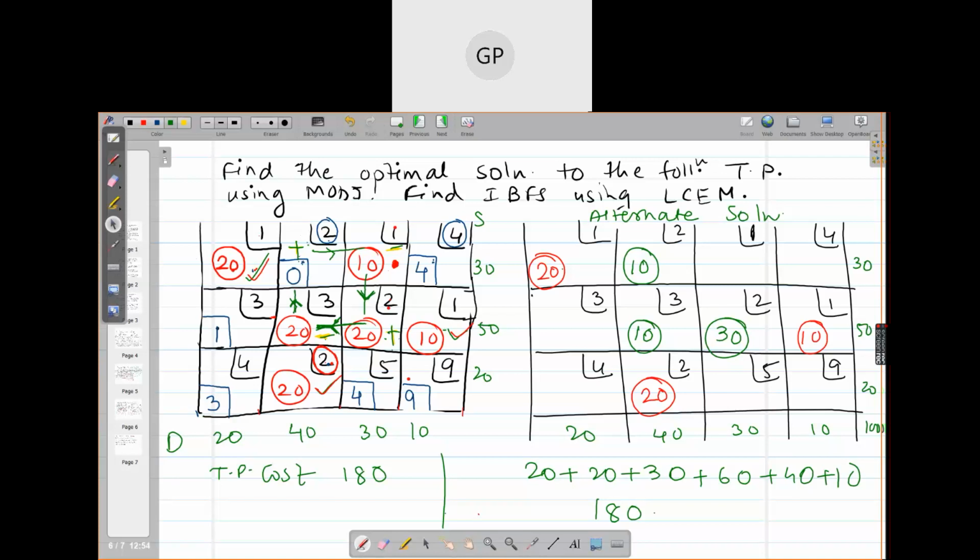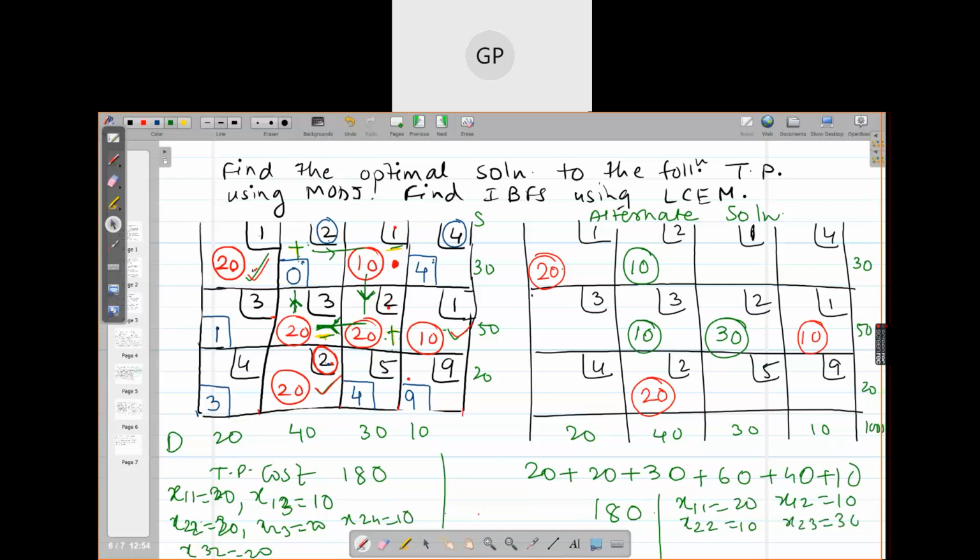Okay, like here you have to write x11 is 20, x12 is not there here, x13 is 10, x21 is not there, x22 is 20, x23 is 20, x24 is 10, x32 is 20. And here also you have to write down x11 is 20, x12 is 10, x22 is 10, x23 is 30, x24 is 10 and x32 is 20. Okay, if you write this completely, you will get the full marks.